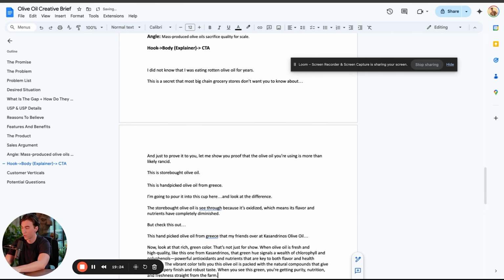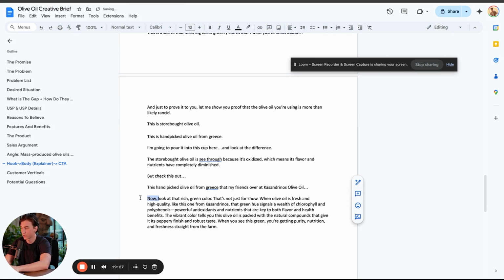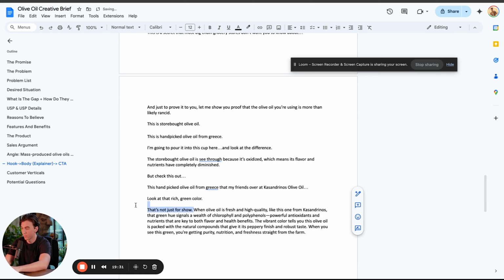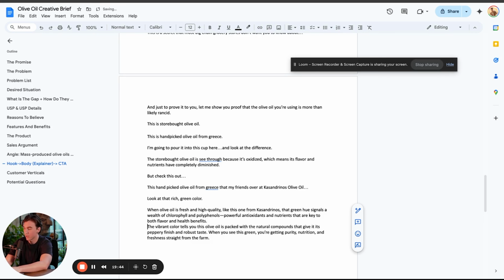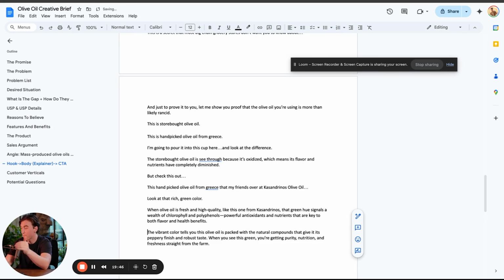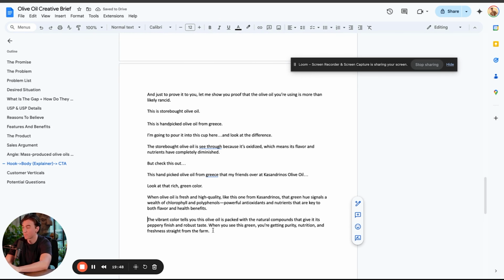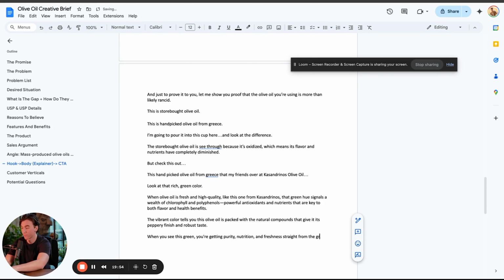Now look at that rich green color. That's not just for show. When olive oil is fresh and high quality, like this one from Casandrinos, that green hue signals a wealth of chlorophyll and polyphenols, powerful antioxidants and nutrients that are key to both flavor and health benefits. The vibrant color tells you this olive oil is packed with natural compounds that give it its peppery finish and robust taste. When you see this green, you're getting purity, nutrition, and freshness straight from Greece.